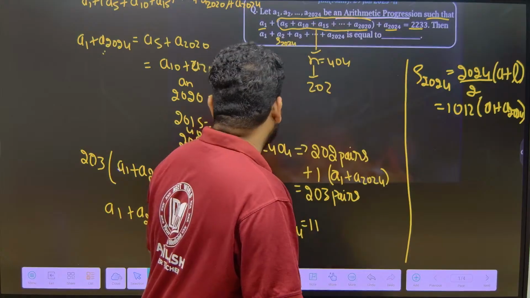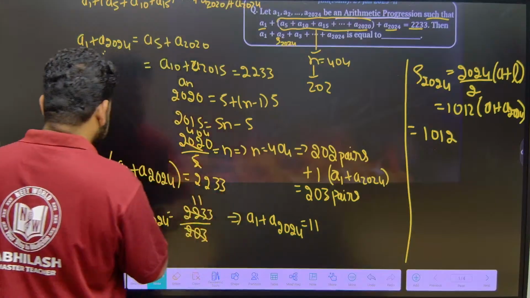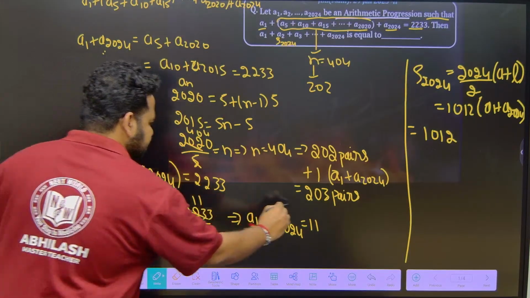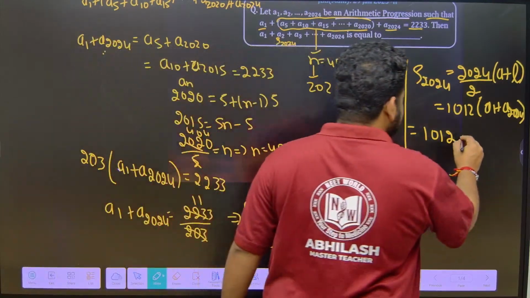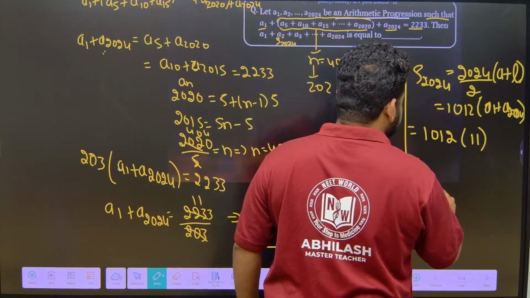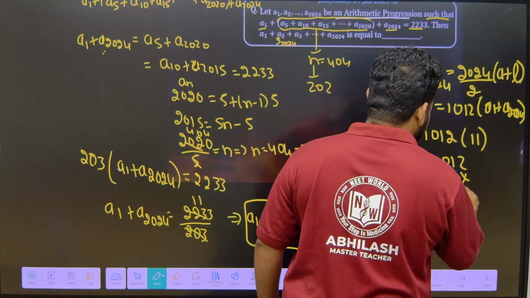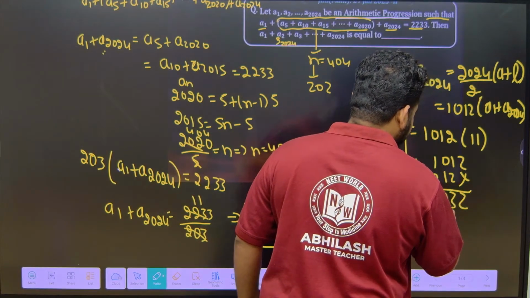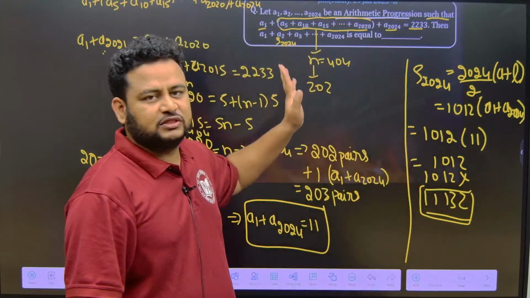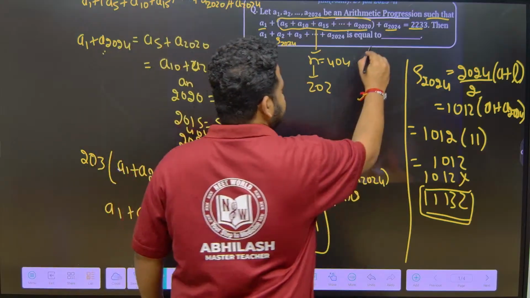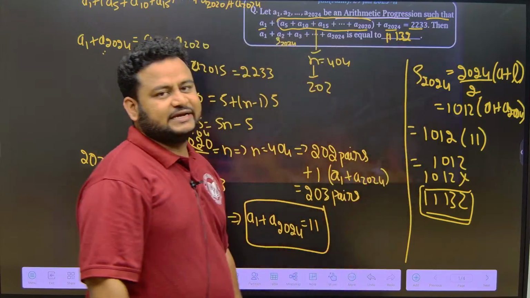So what do we get? We will get 1012 into A1 plus A2024. This is what we got as 11, so I will put the value here, 11. If I multiply 1012 by 11, I will get 11132. So S2024, the answer is 11132. 11132 is the right answer to this question, friends.